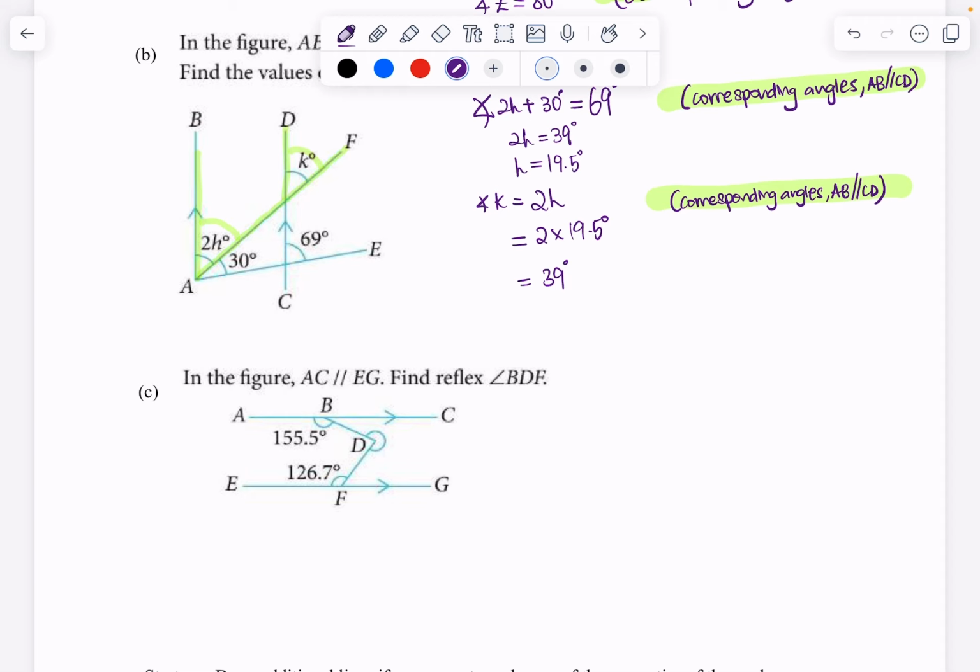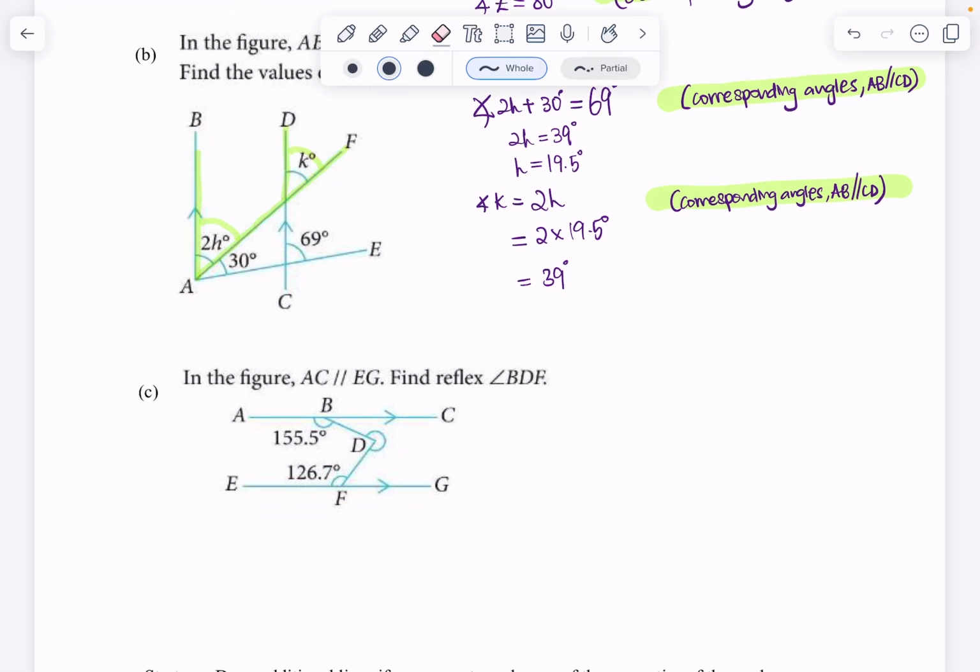The question tells us that AC and EG are parallel. So what we will do is to look for a transversal. A transversal is a line that will cut the two parallel lines. Can you see that there is no line here that cuts the lines AC and EG? The line BD only cuts AC. The line DF only cuts EG. So we don't have a transversal that cuts both the parallel lines in this case. That is going to make things a bit more difficult, because that means we will not be able to make a conclusion about the angle BDF.